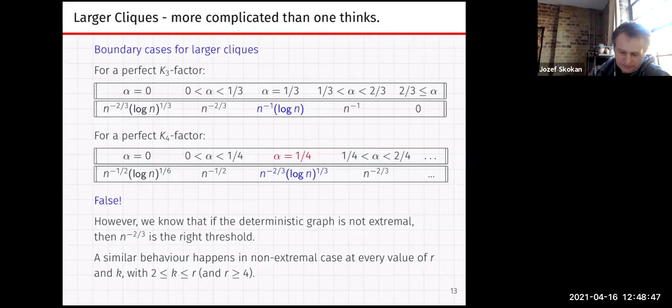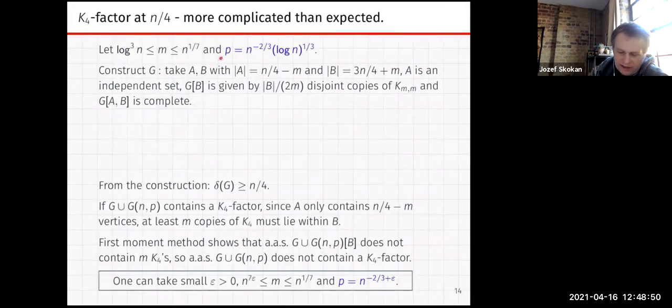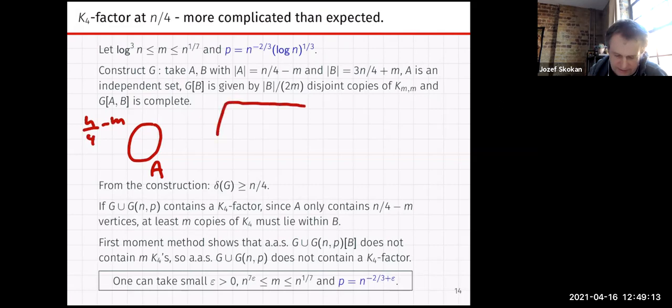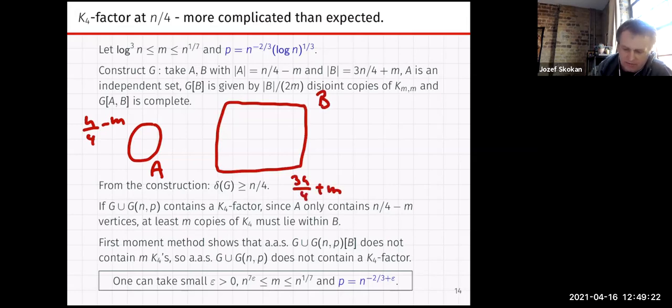Okay, so why doesn't this work? What will be the graph that doesn't work? Well, the construction is kind of neat, so let me just show you. You take two sets. One is set A, and that will have a size n/4 minus m. Then of course you will have a set B of size 3n/4 plus m. You take all the edges between A and B, so again, a complete bipartite graph.